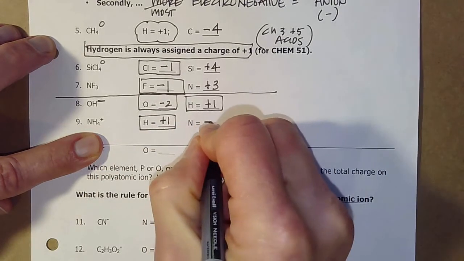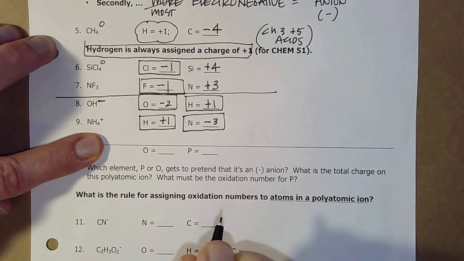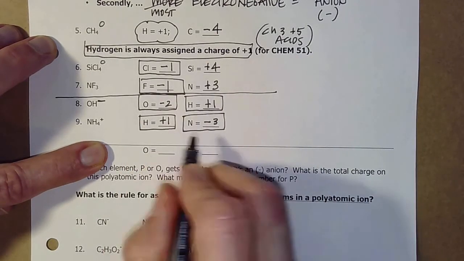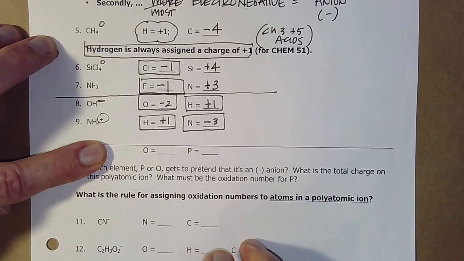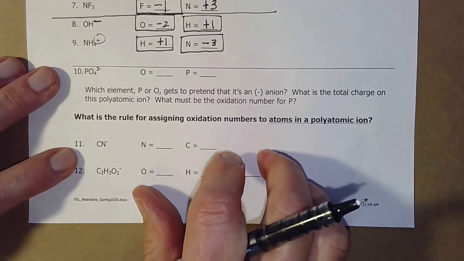Nitrogen is more electronegative, from chapter 4, so bingo. 4 plus -3 gives me a total of +1. Now, what about phosphate?